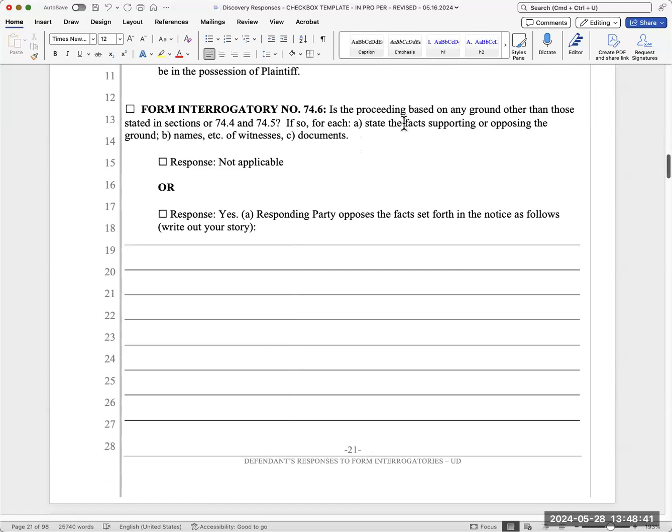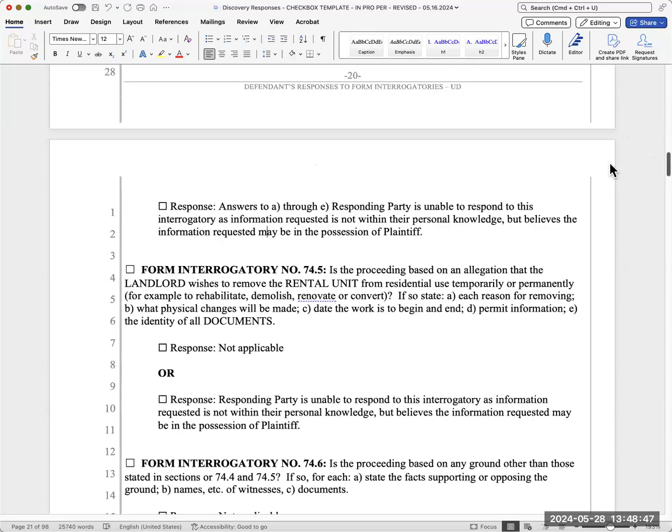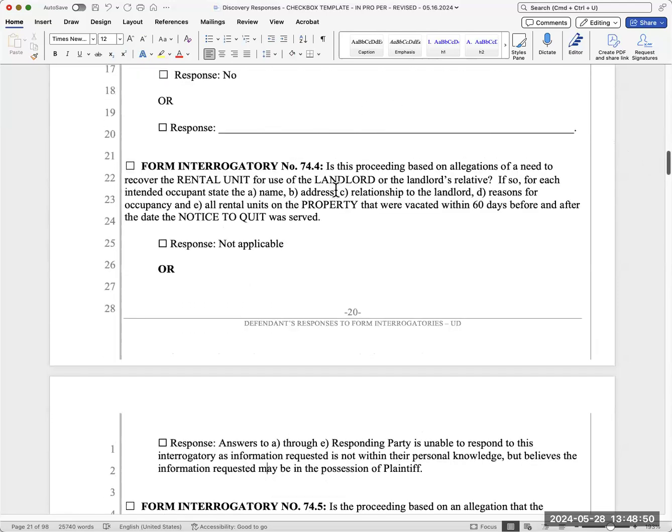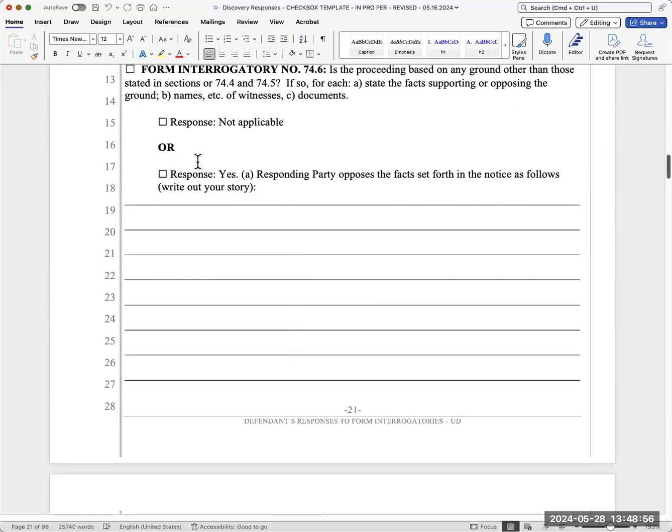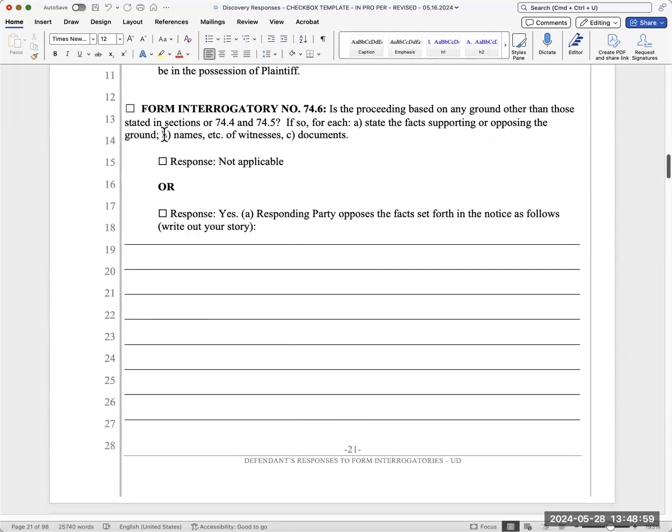74.6, if this is checked, is the proceeding based on any ground other than those stated here and here? So if it's not about the landlord or a relative moving in, and it's not about substantial renovations, what is the reason? And so if this is checked, it's either not applicable. Otherwise, you're going to write out the explanation here. The reason, state the facts supporting or opposing the ground, right? The ground for the eviction, the names of witnesses, and any evidence.